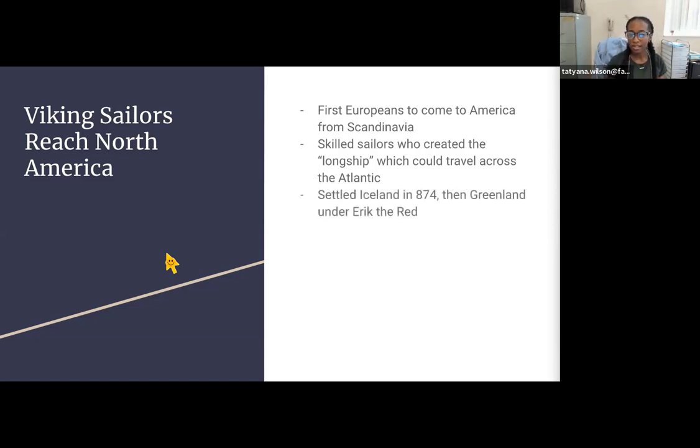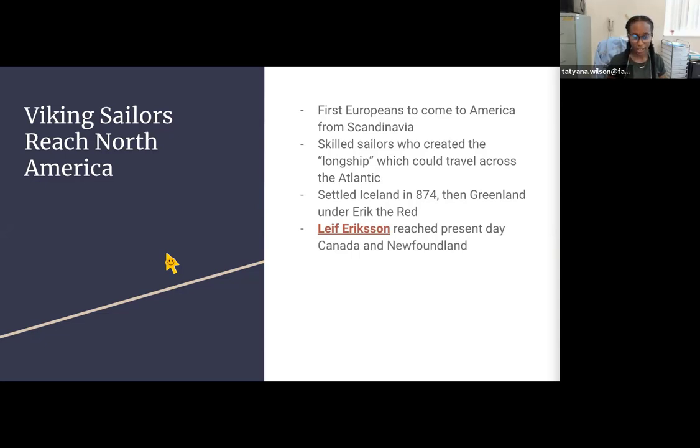They settled in Iceland in 874, and then Greenland under Eric the Red. If you look at a map, which I don't have a picture of here, you have Europe, and then in the middle this giant piece of land, which is Iceland, and then Greenland, and it's under Eric the Red. Leif Erikson, vocab word, you might want to write that down, might want to highlight it, right? Leif Erikson reached present-day Canada and Newfoundland.